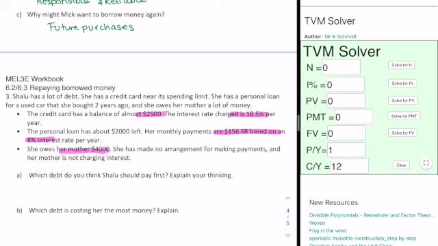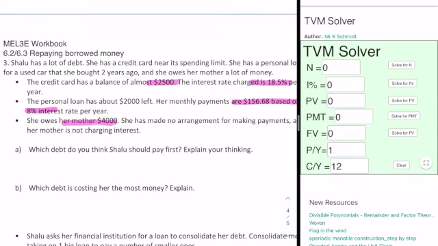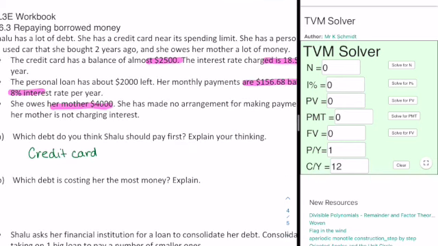Now, the personal loan here only has 8% interest, and her credit card has 18.5%. So if she pays nothing on that $2,500, that 18.5% is going to be a very big add-on to her costs. So I would say that her credit card is the thing that she should tackle first, because the interest rate is higher.